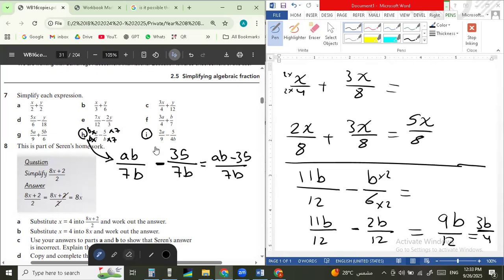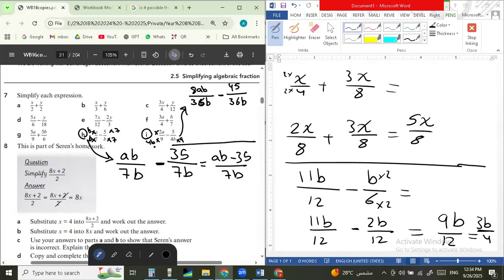Okay, what else is there? Let me erase, or let's keep it in there. This one, Mister, I'm going to multiply here by 4b, up and down. And here I multiply by 9, up and down. So the new question would be 4b times 2a will be 8ab, over 4b times 9 is 36b, minus 9 times 5 is 45, over 9 times 4b, 36b.